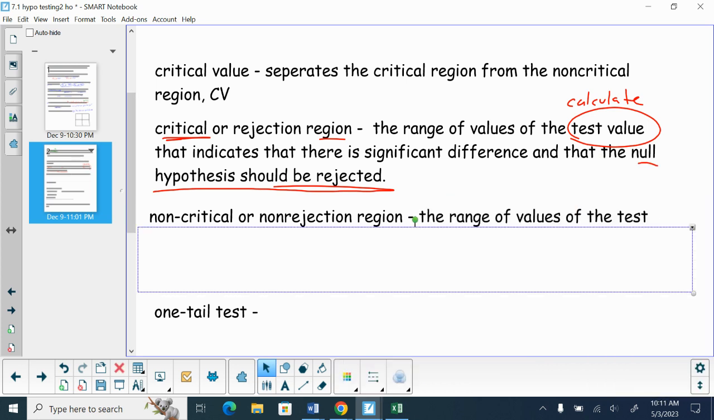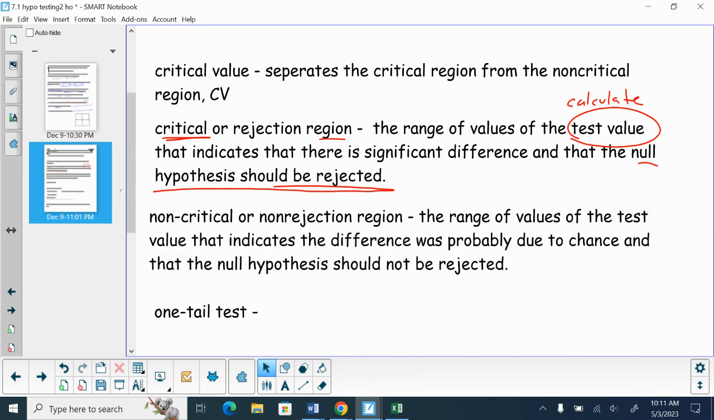This is the exact same thing, so you can rewrite the same thing, except for the word should not be rejected. It's a range of values of the test value that indicates the difference was probably due to chance, and that the null hypothesis should not be rejected.